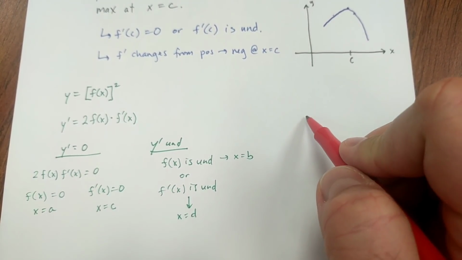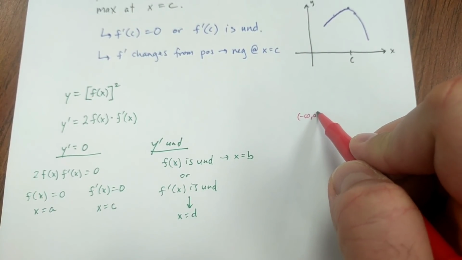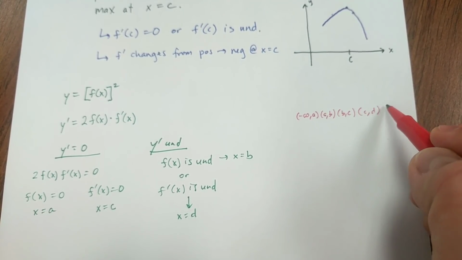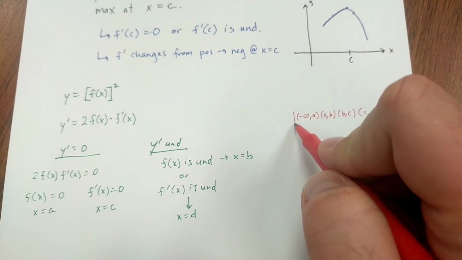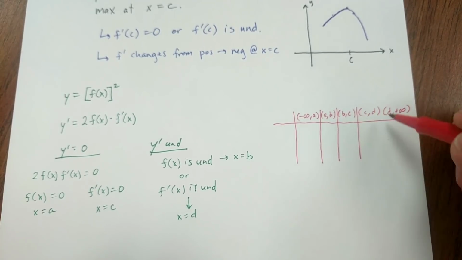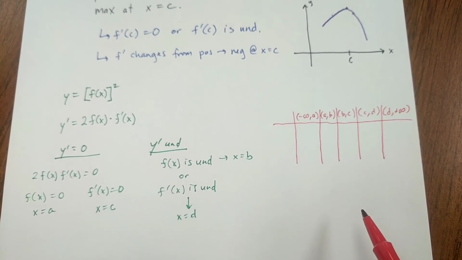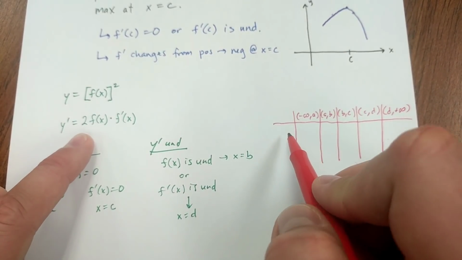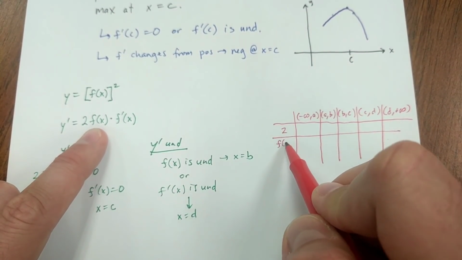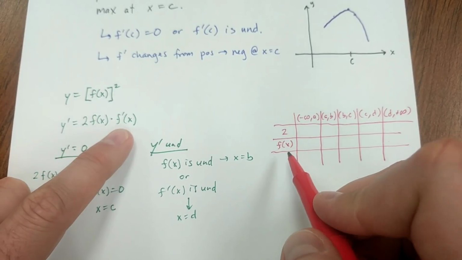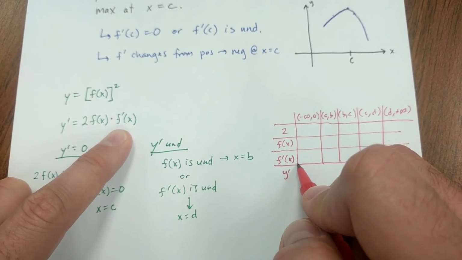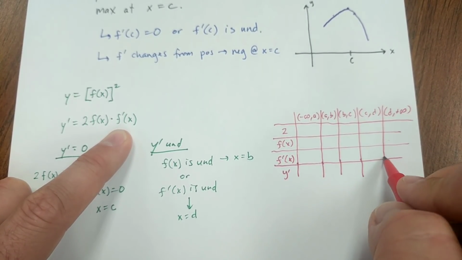So we've got negative infinity to a, a to b, b to c, c to d, d to infinity. Those are all the different intervals we were interested in. And then we want to do sign analysis on y prime, I should say, sorry. So 2 is our first factor, f is our second factor, f prime is our third factor, and all of this builds y prime.